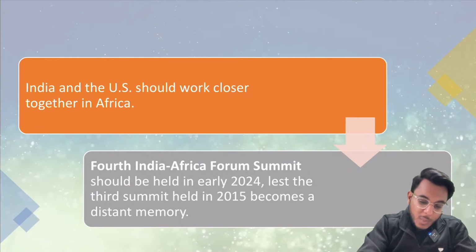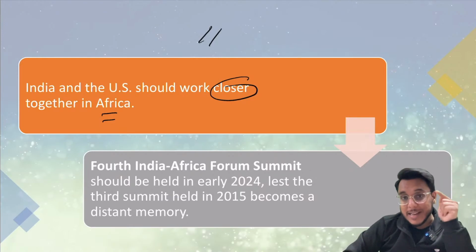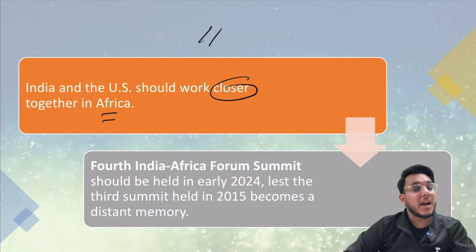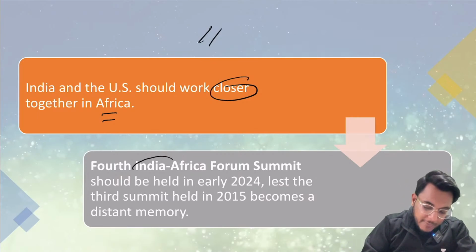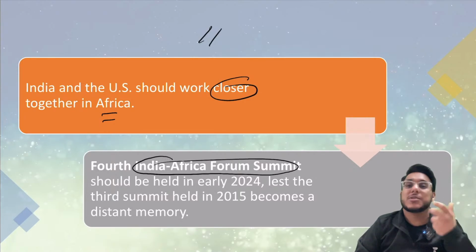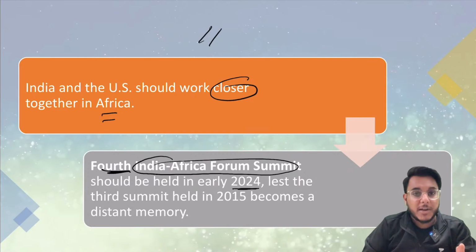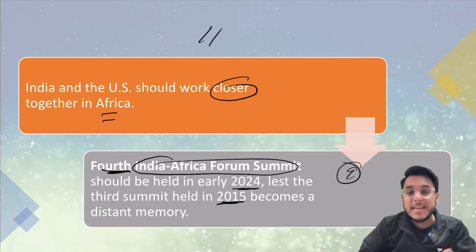The next issue, guys, is that India and the US should come together and work closely in Africa, because if the USA and India do not come together, then China will take undue advantage. Moreover, India also needs to enhance its one-to-one interactions with Africa. For example, the fourth India-Africa Forum Summit is being planned, but it has not been held. We need to ensure that it is held in 2024 at least, because the last summit was held in 2015, and already a gap of around 9 years has come.